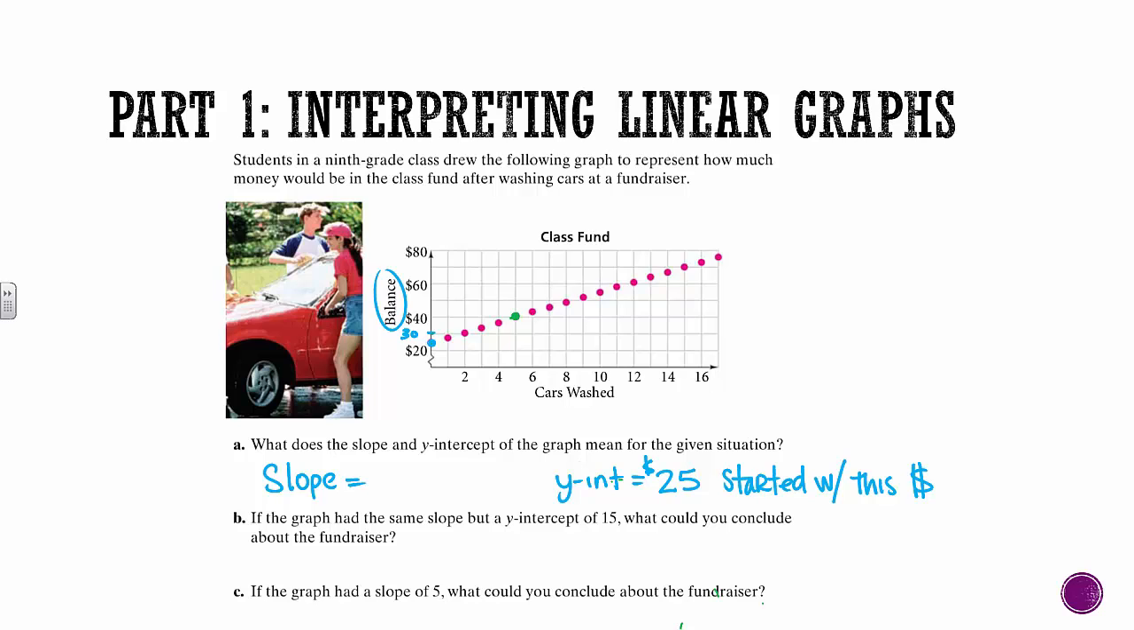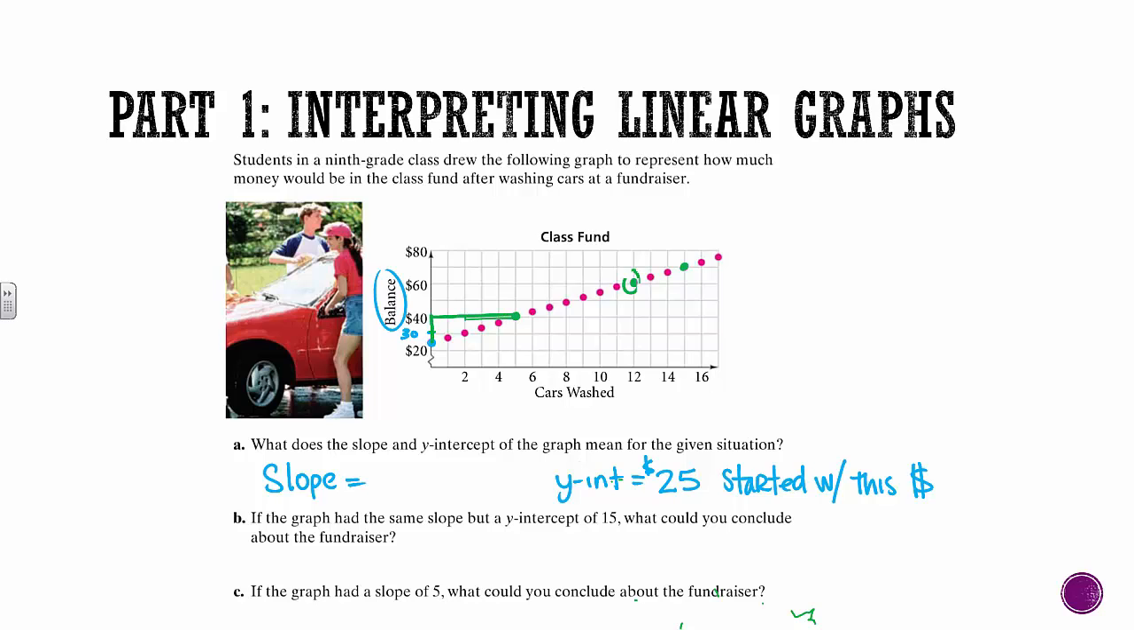So like this one right here at 5 cars, or if we trace up, this one looks close, but it's not exactly on there, so we don't want to use that one. Another one would be here at 15. So what we're going to do is figure out how much money we made per each car. So we're going to find rise over run.